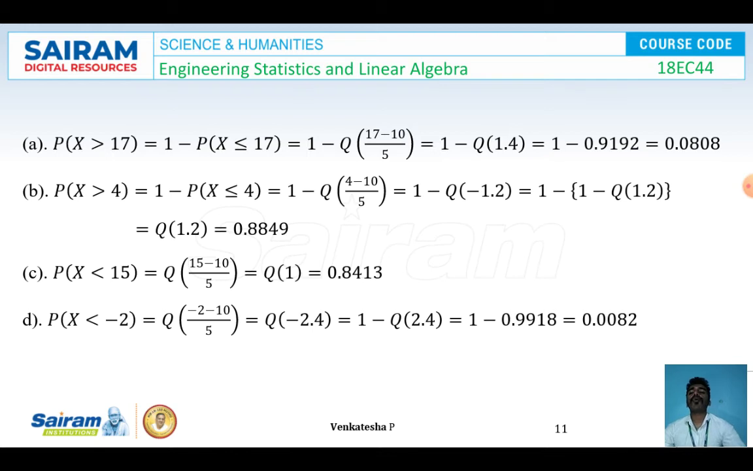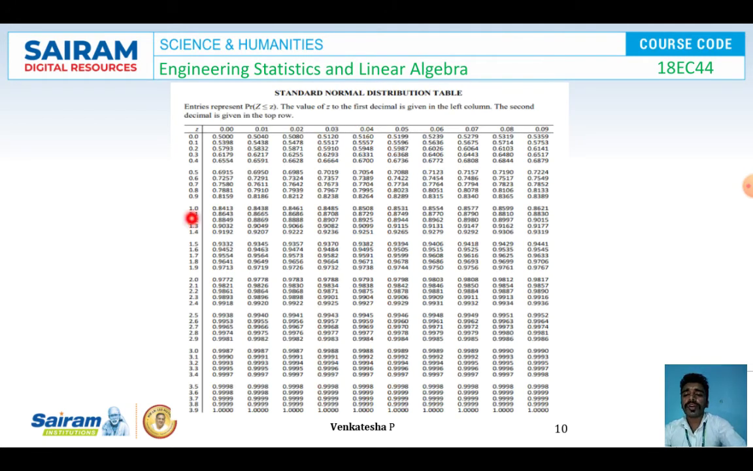So now I'm going to find P(X > 17), which means in the expression I'll be using x = 17. P(X > 17) can be written as 1 minus P(X ≤ 17), because if x is greater than 17, we can use any value. So for this purpose I'm going to convert it to 1 minus P(X ≤ 17). Now in the Q function, it becomes 1 minus Q((17 − 10)/5), which is equal to 1 minus Q(1.4). So we'll find the value of Q(1.4).